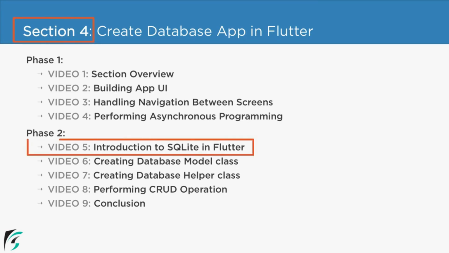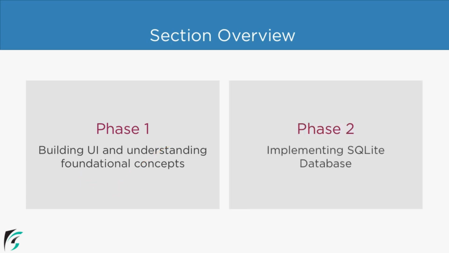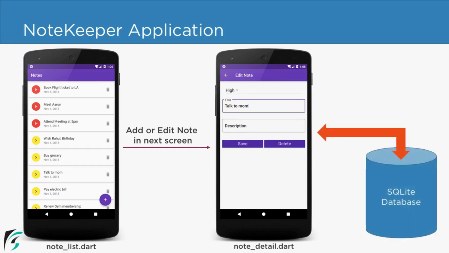Currently we are in section 4 and we are about to check out the fifth video of this section. So far in this section we have completed our phase 1. That is, we built the UI of our NodeKeeper application and went through a few of the foundational concepts which we are going to use in phase 2 to implement SQLite database in Flutter. So currently our NodeKeeper application appears to be like this. It has two screens. Now it is time to connect our application with the SQLite database.